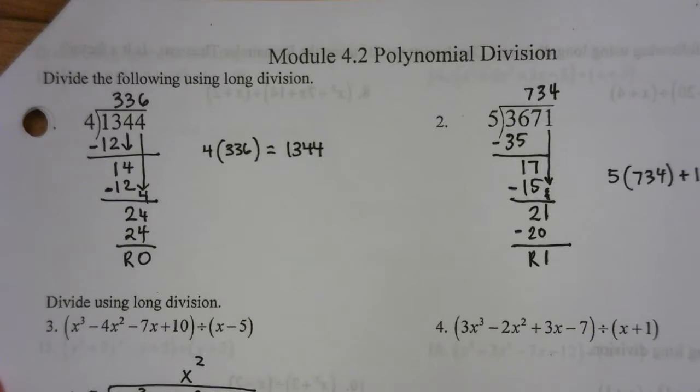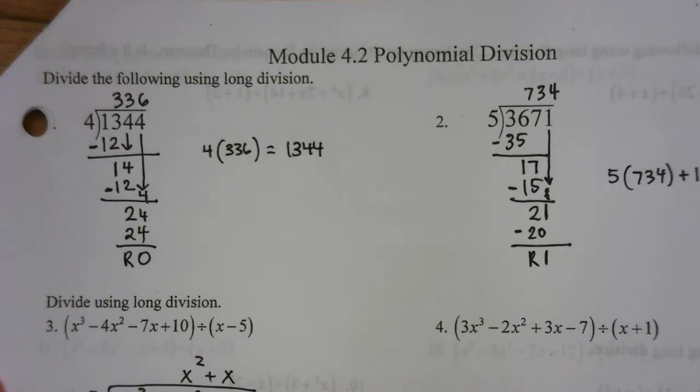So I have x cubed minus x cubed is 0. I have a negative 4x squared plus 5x squared. It gives me an x squared. I bring down my remaining terms. I do the process again. Something times x to give me x squared is going to give an x. X times x is x squared. X times the minus 5 is negative 5x.